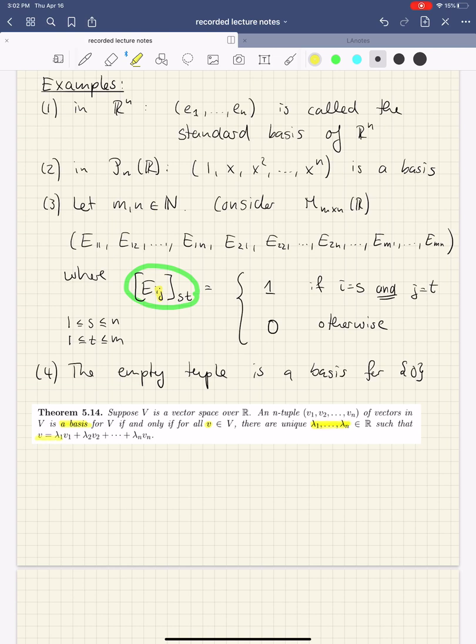So there's a unique way of writing v as lambda 1 v1 plus all the way up to lambda n vn. And this goes back to the motivation we had at the beginning, where we said we want to characterize when this gamma is bijective, and it is precisely when the tuple you are taking is a basis. So let's try to prove this.